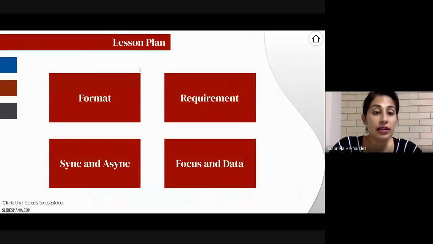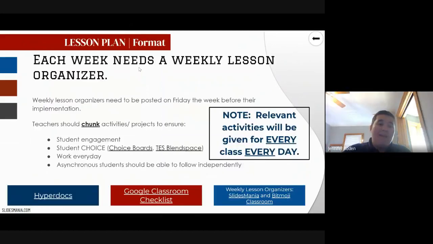Now, we're going to go over the lesson plans. We're going to go over the format, the requirements. What do you need for synchronous and asynchronous, and what are our main focus and data points here? Formatting. It's going to be put in a weekly lesson organizer. Your weekly lesson organizers are due the Friday before you implement that lesson plan.